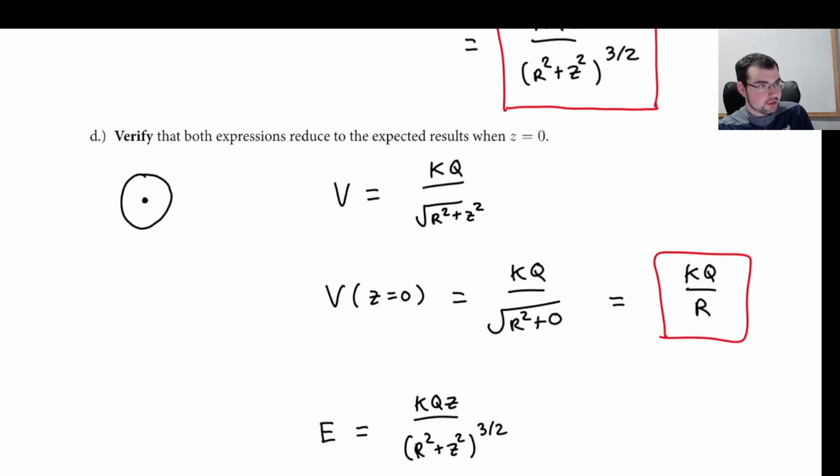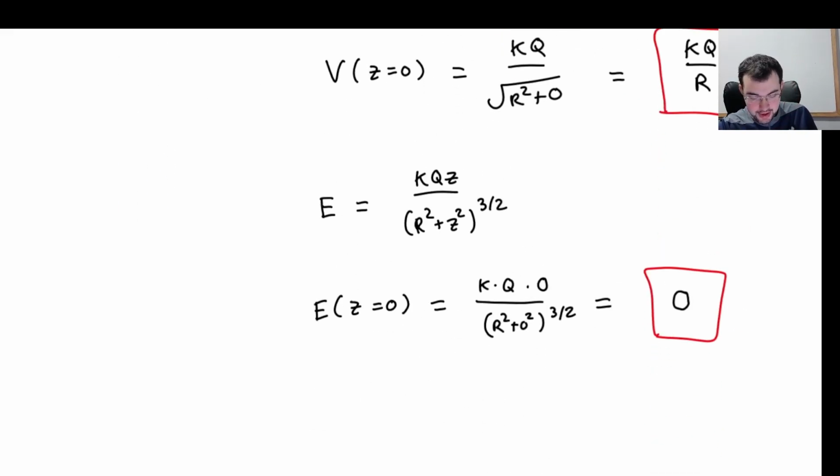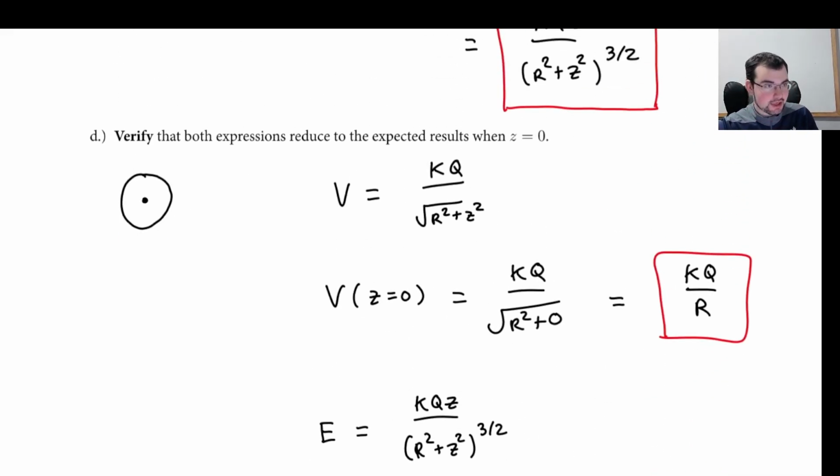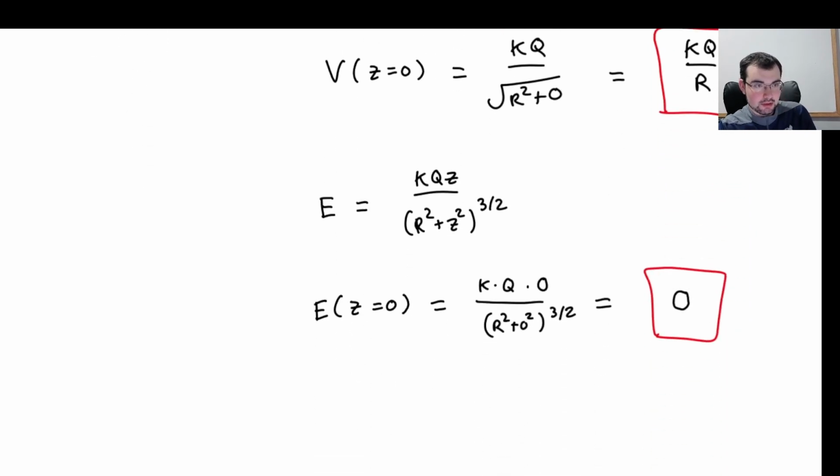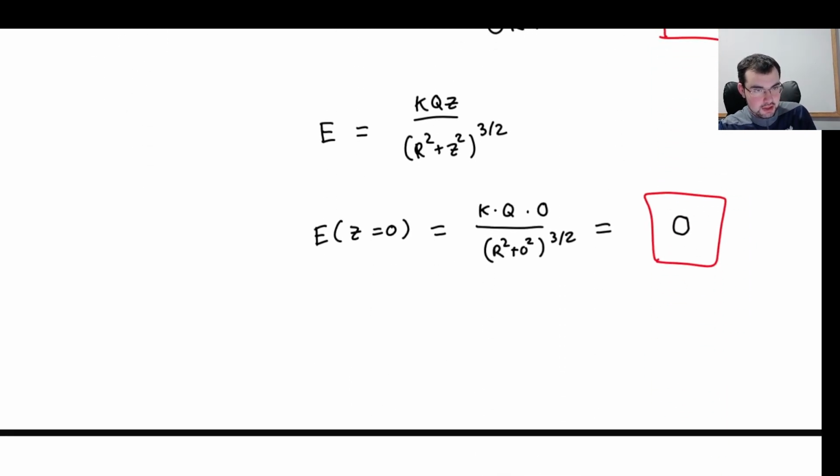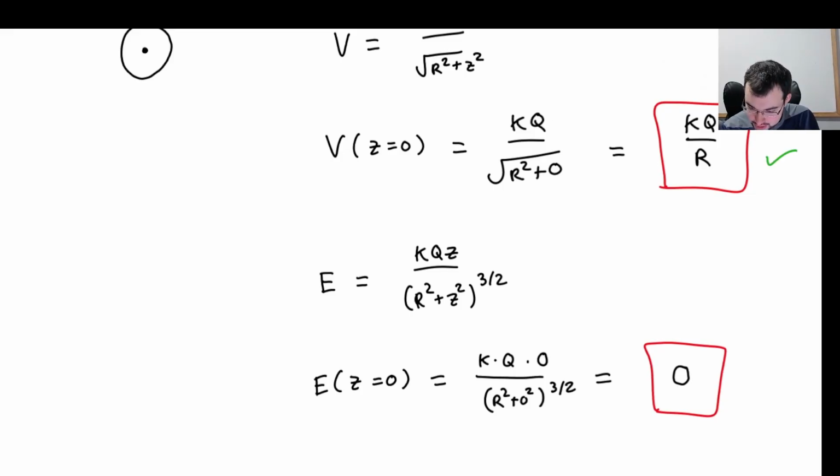Because I'm just surrounded by q, a distance r away, so it's still like a point charge potential. But the E field should be 0 because there's not going to be a direction of net pull or push. So this is as expected. I'll put my little check mark saying that we went through this.